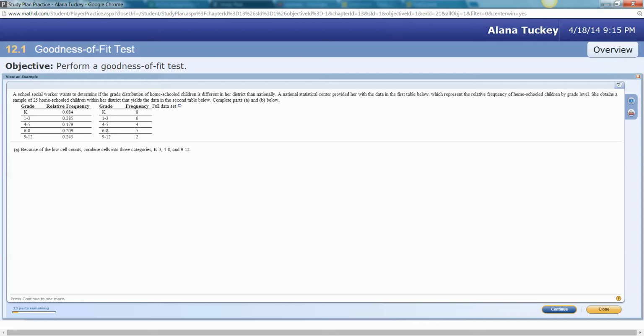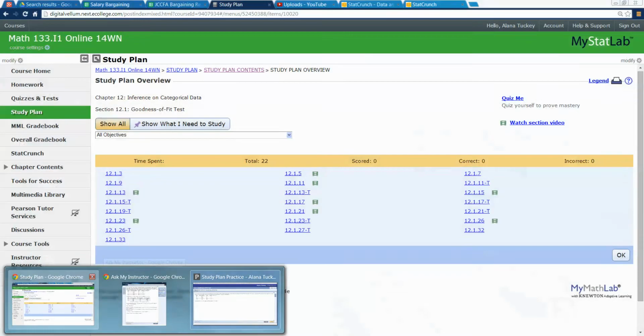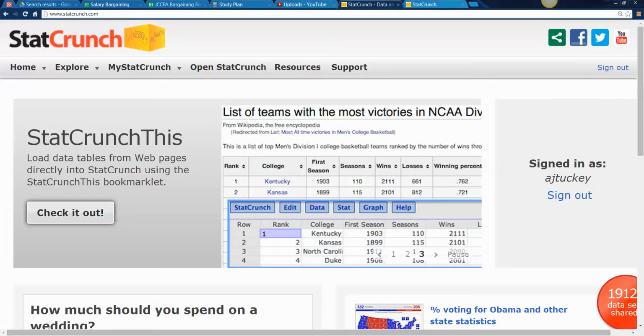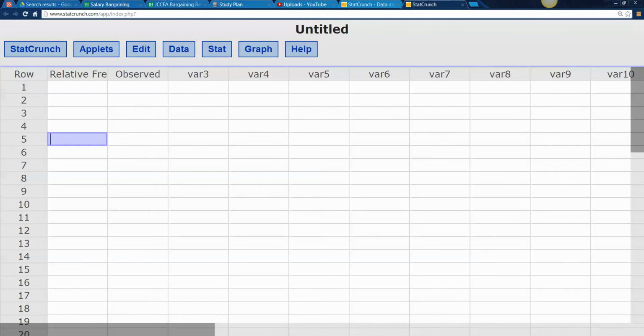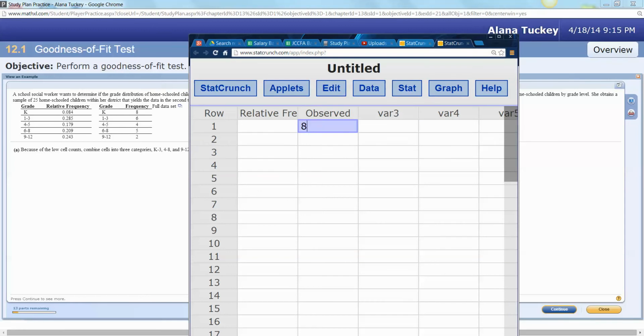All right, so let me just bring up StatCrunch. Okay, so I went into StatCrunch, I logged in, and here it is. So we are observing in real life from her actual data 8 and 6, that's 14. Let's see, 4 and 5, that's 9, and then 2 for the last group.